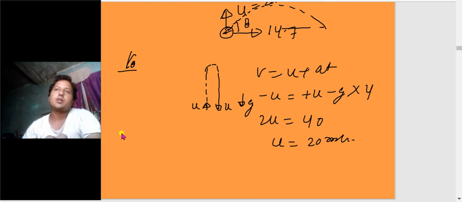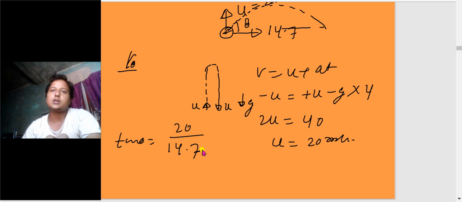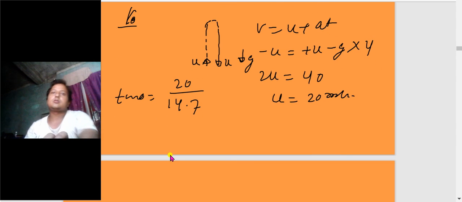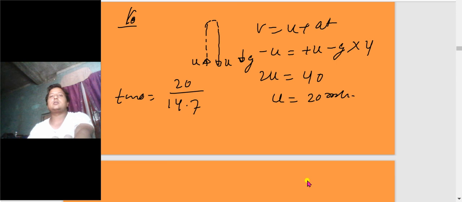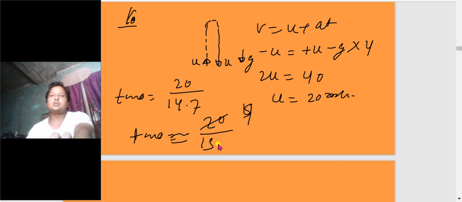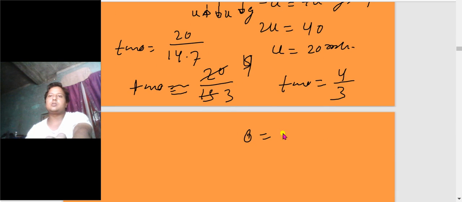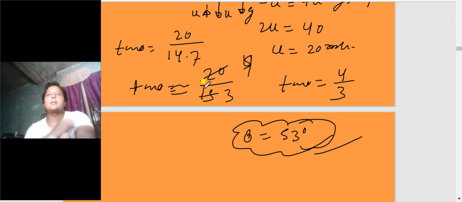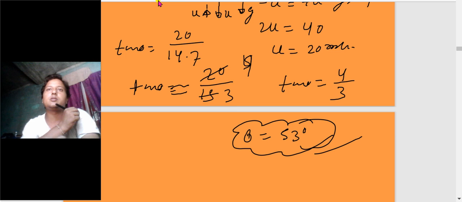So tan theta is 20 divided by 14.7, approximately 20 over 15. 5 times 4 is 20, 5 times 3 is 15. So tan theta equals 4 over 3. Theta equals 53 degrees approximately.